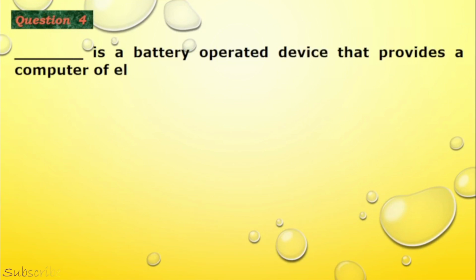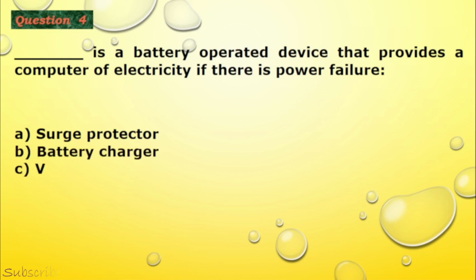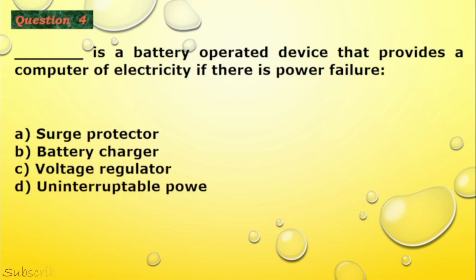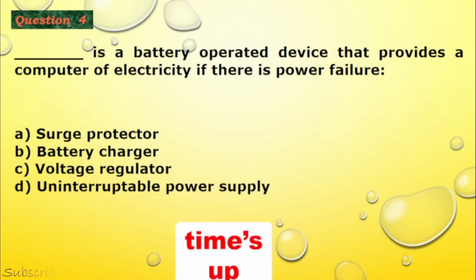Question number 4. Blank is a battery-operated device that provides a computer with electricity if there is power failure. A. Surge protector. B. Battery charger. C. Voltage regulator. D. Uninterruptible power supply. The correct answer is letter D, uninterruptible power supply.